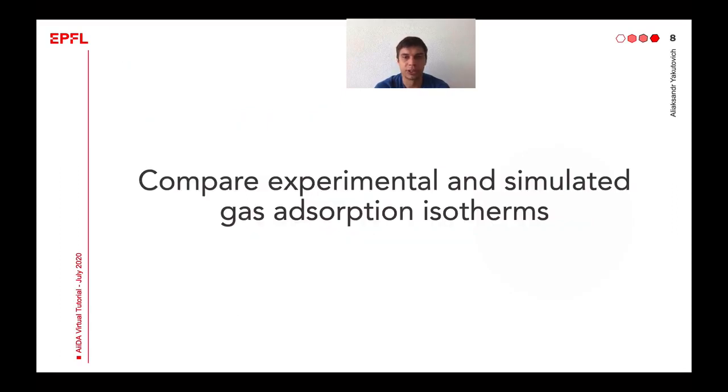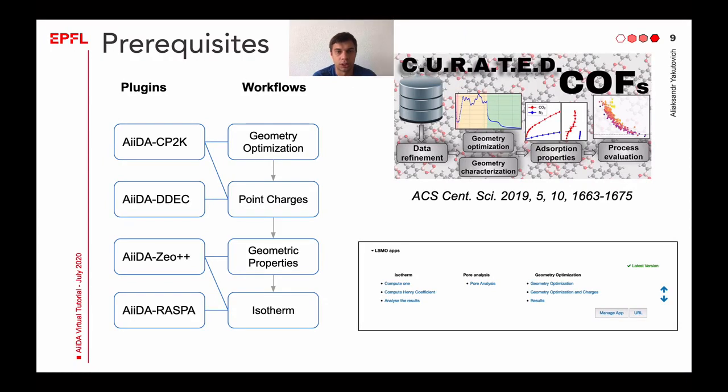And now I'm going to share with you a few examples of how we use AiiDA Lab in our daily scientific research. The first example is comparing experimental and simulated gas adsorption isotherms, which we do in our LSMO laboratory in Sion. The prerequisite for this research project was a study that we did a year ago, where we developed a set of workflows to simulate adsorption isotherms. Indeed, going from a structure to the adsorption isotherm is not only one simulation, it's actually a set of simulations that depend on each other.